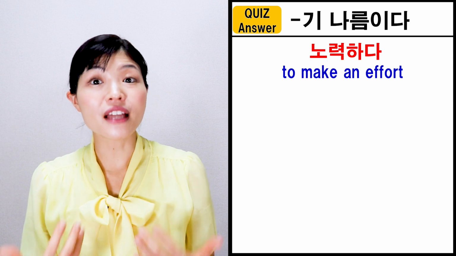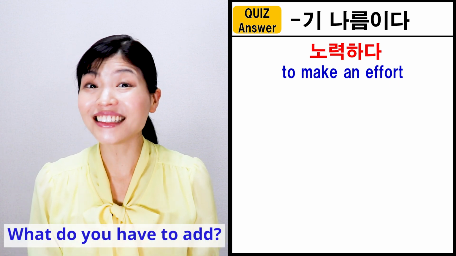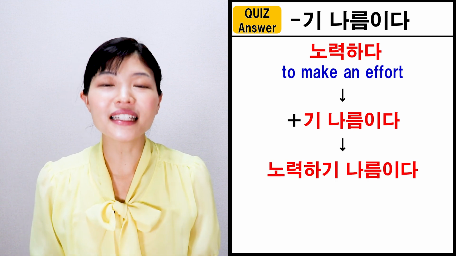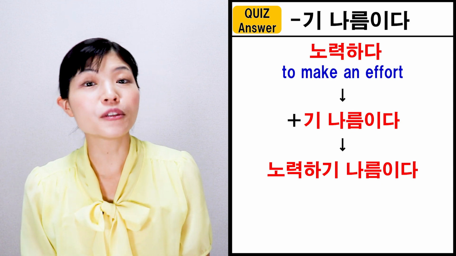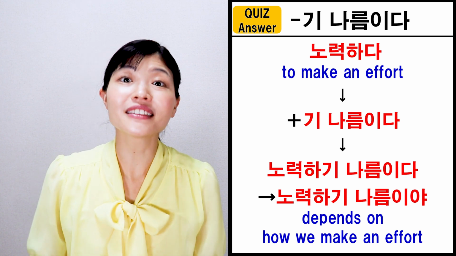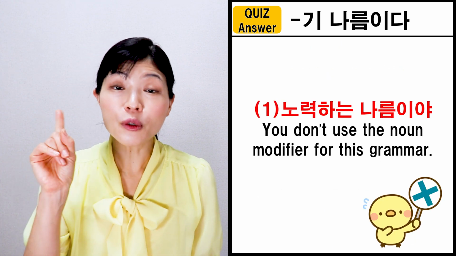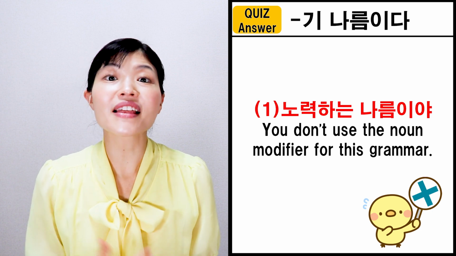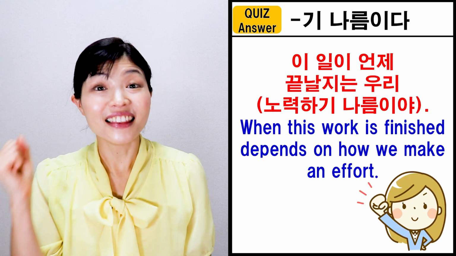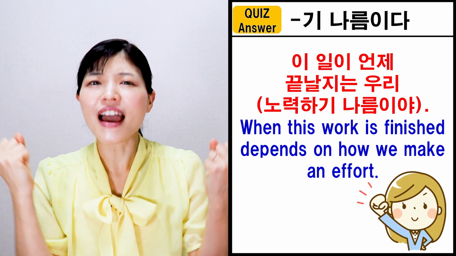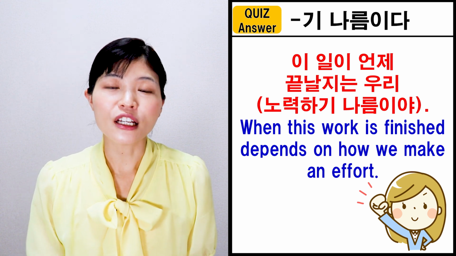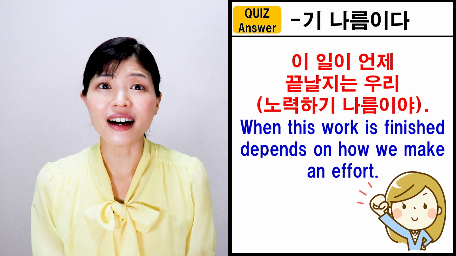노력하다 means to make an effort. So what do you have to add? Yes, you add 기 나름이다 to make 노력하기 나름이다. And then you need to make it into 반말. So it's 노력하기 나름이야. Depends on how we make an effort. Number 1 is wrong because you don't use the noun modifier for this grammar. So be careful. Then let's read it together, thinking the effort is the most important. 이 일이 언제 끝날지는 우리 노력하기 나름이야.